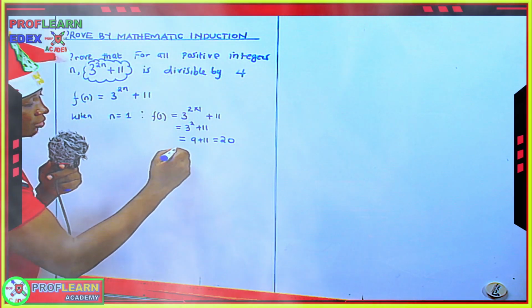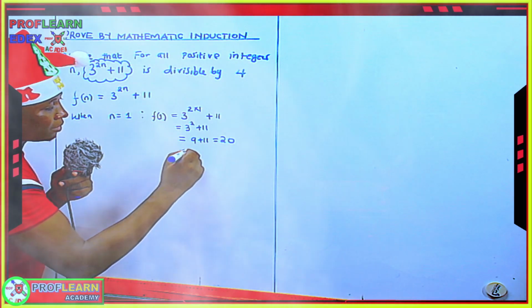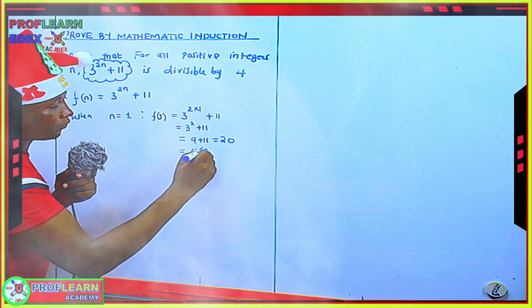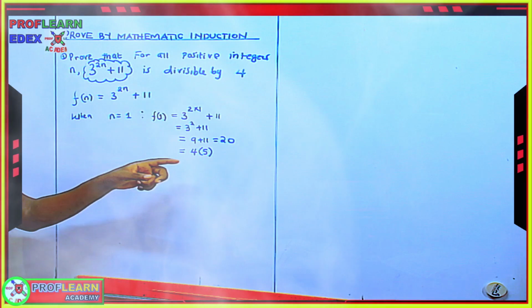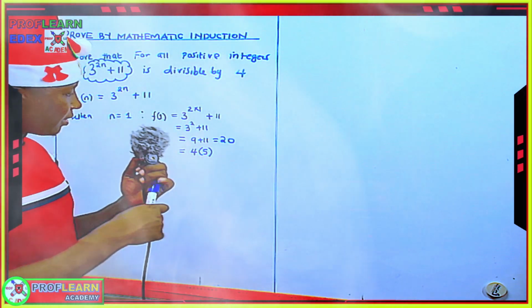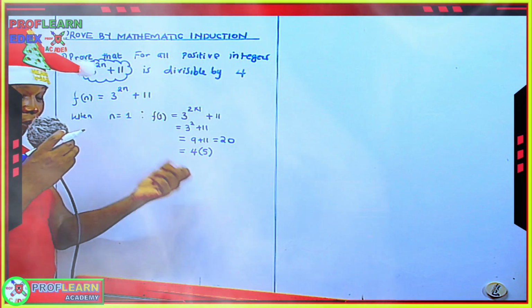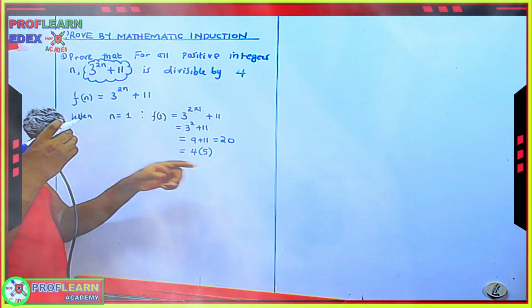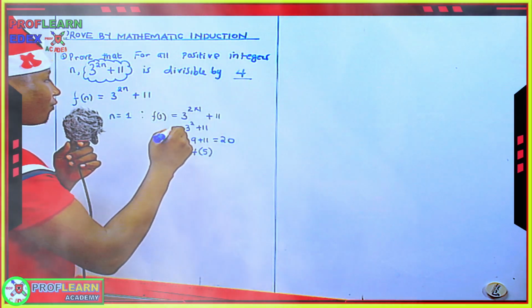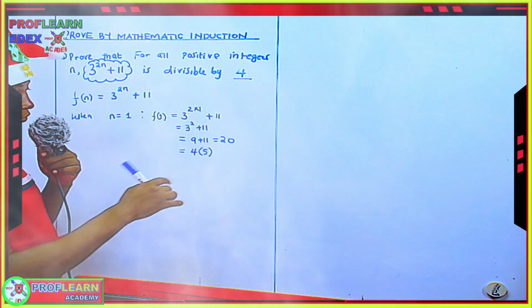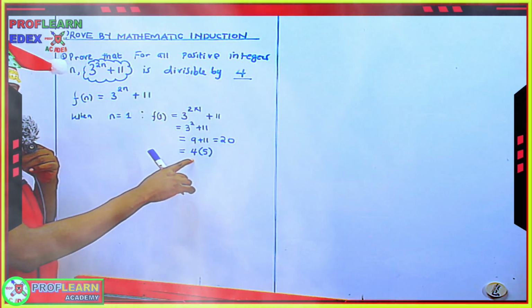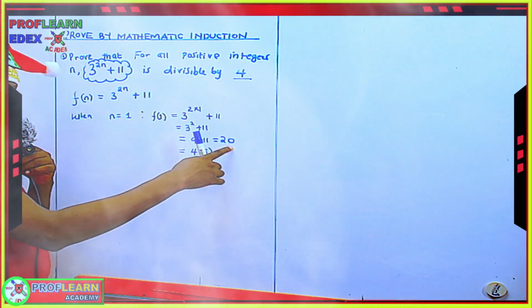This expression reduces to 20, and 20 can be written as 4 times 5. Now, since this number can be expressed in the form of 4 times a given number, it means that f of n is divisible by 4, because you can see there is a 4 times a given number, you can get 20.